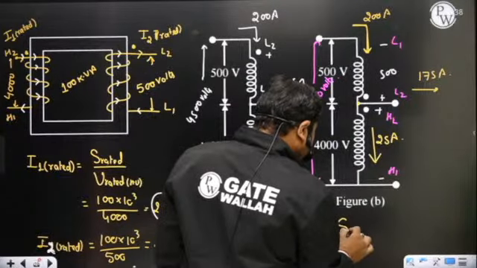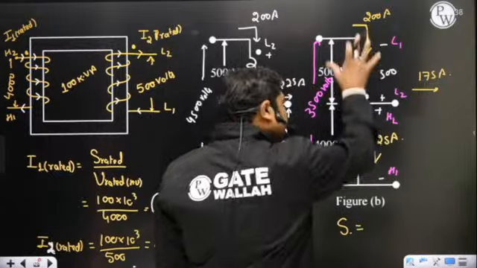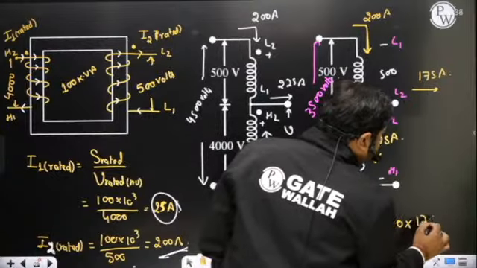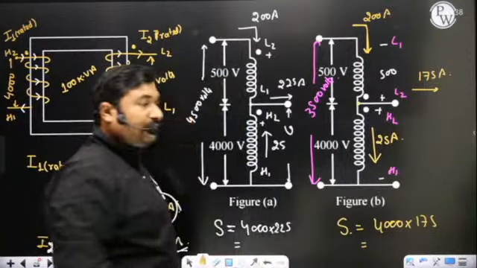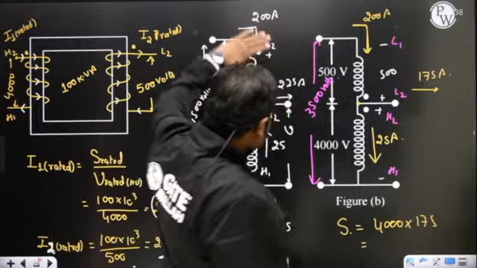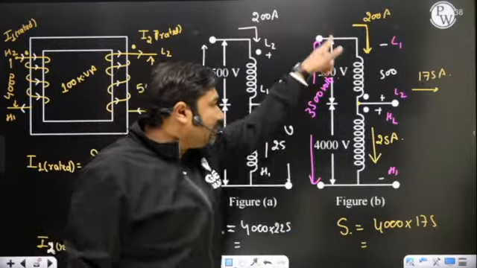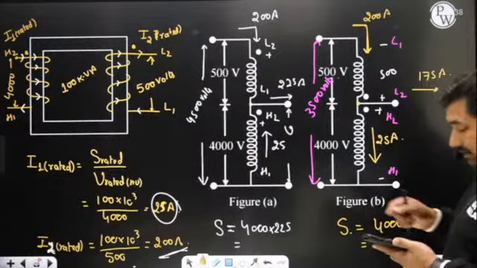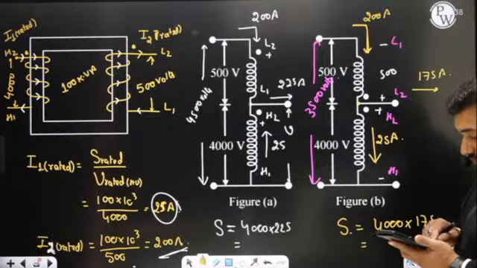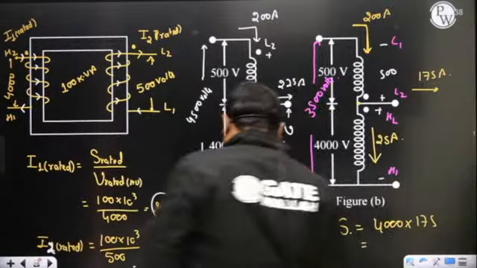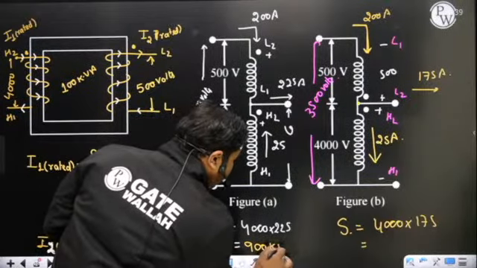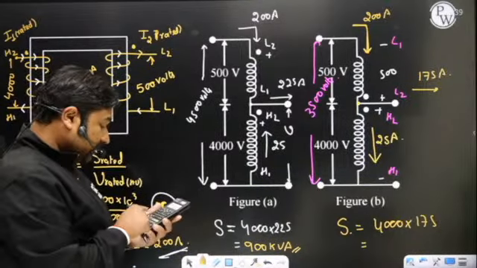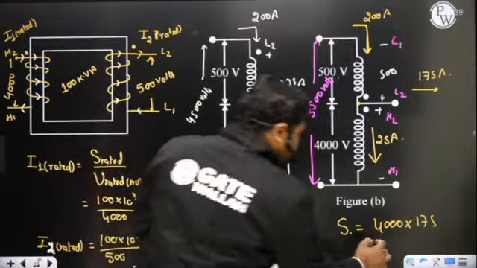So what is the KVA rating in the second case? KVA rating in this connection will become 4000 into 175. You can easily calculate the values. Sir, can we use the formula? Yes, you can use the formula in case of additive polarity, but in the subtractive polarity case, the formula is not valid. So remember about that. This will be 4000 into 225, that is 900 kVA. And 4000 into 175, that is 700 kVA.